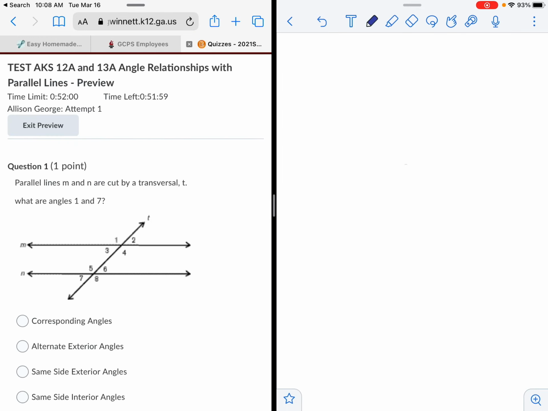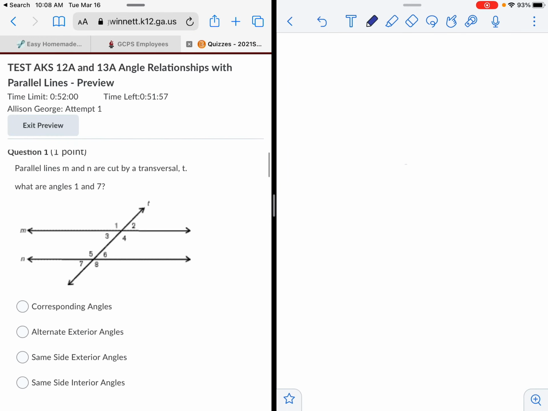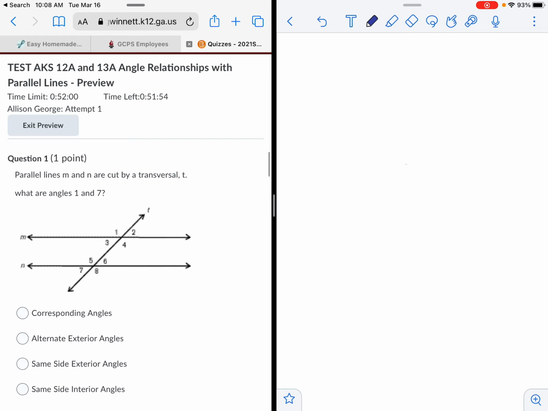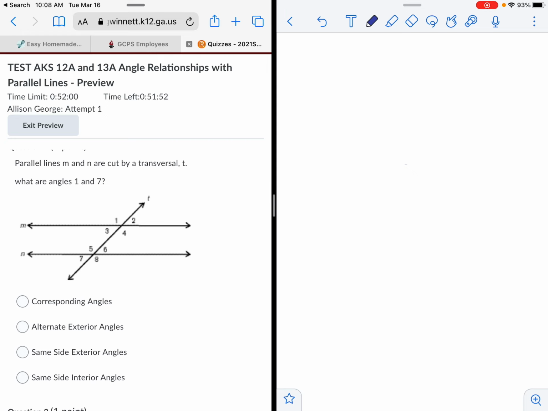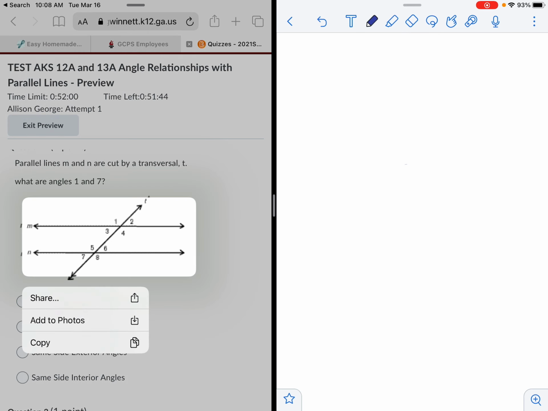All right, so we're going to do the 12A, 13A test. Question 1 says that we've got parallel lines M and N cut by the transversal T. How would you classify angles 1 and 7? Well, notice angle 1 is the top left here.